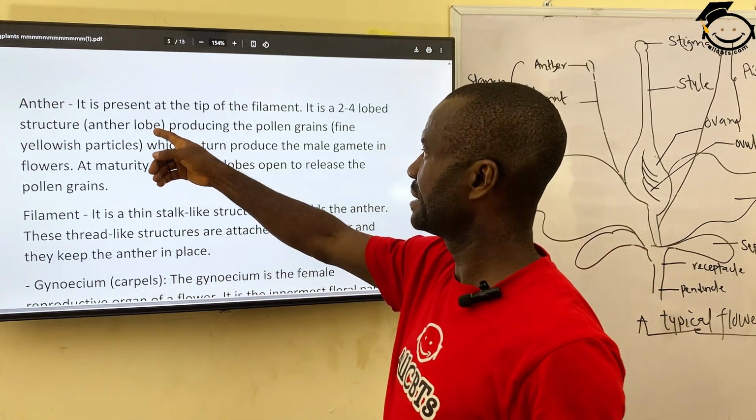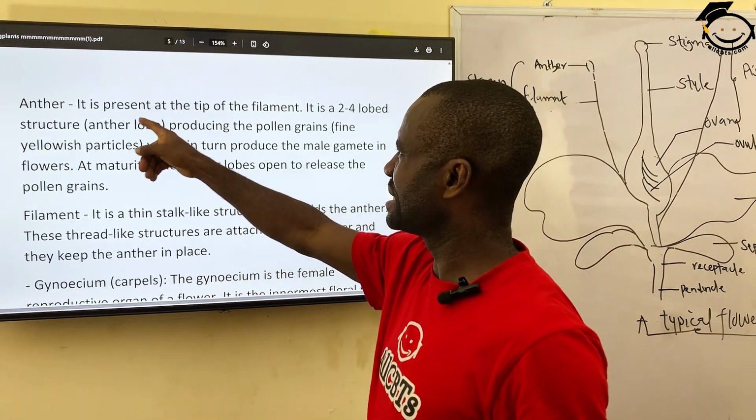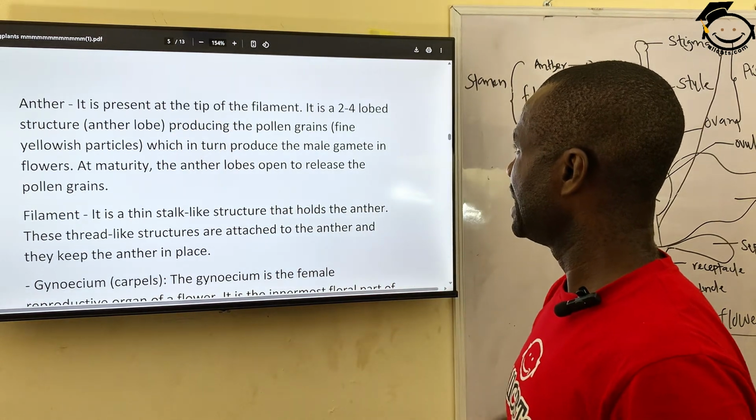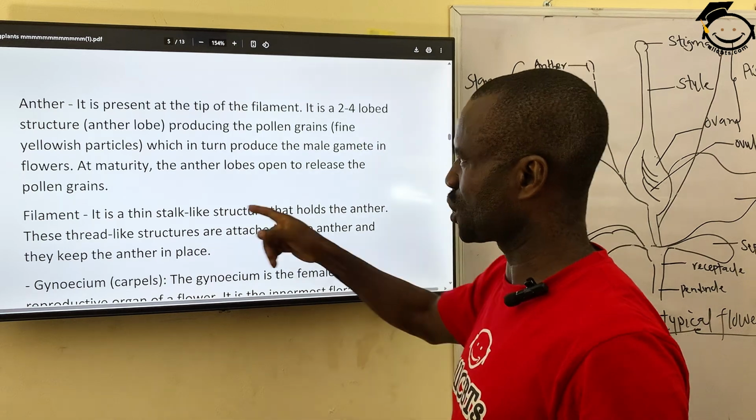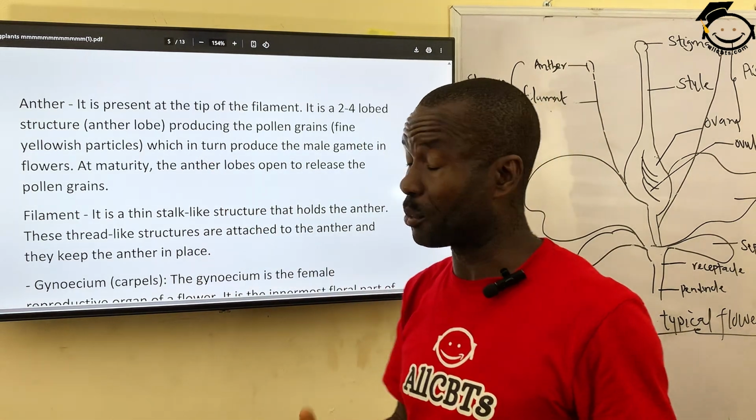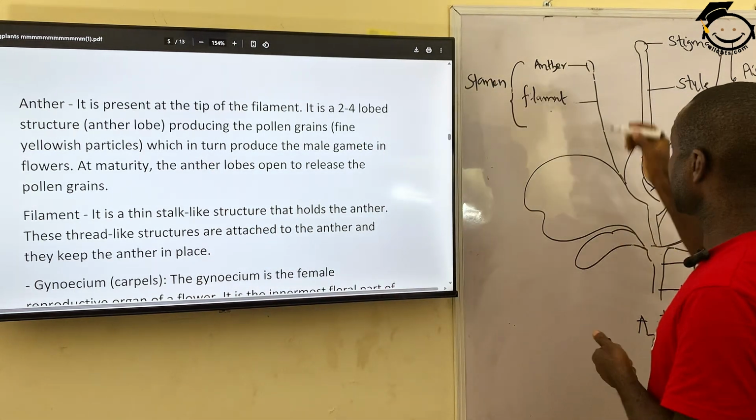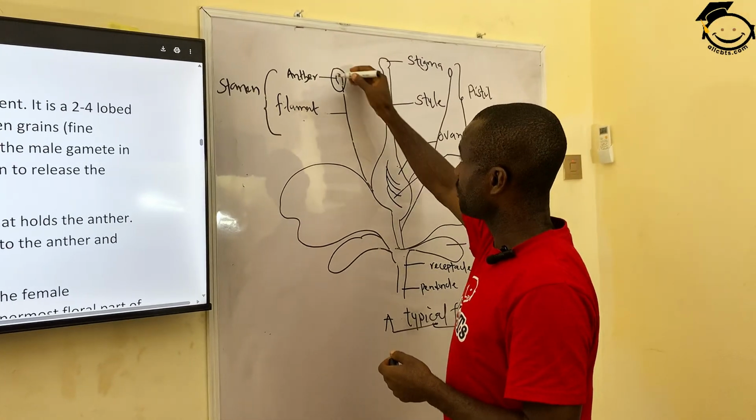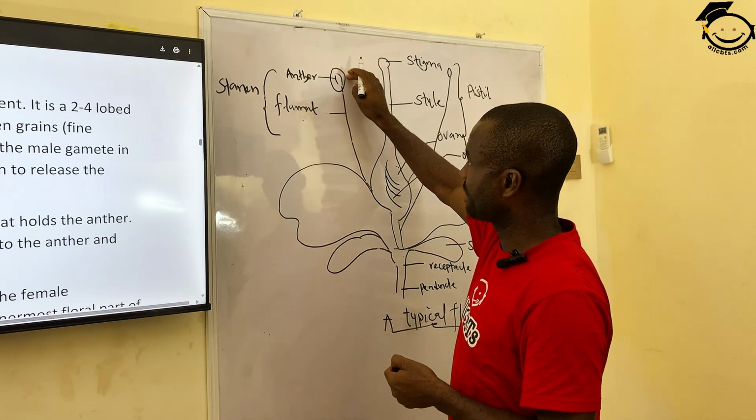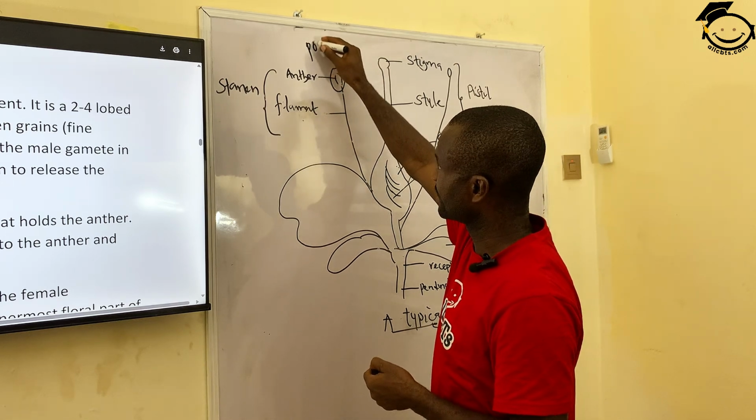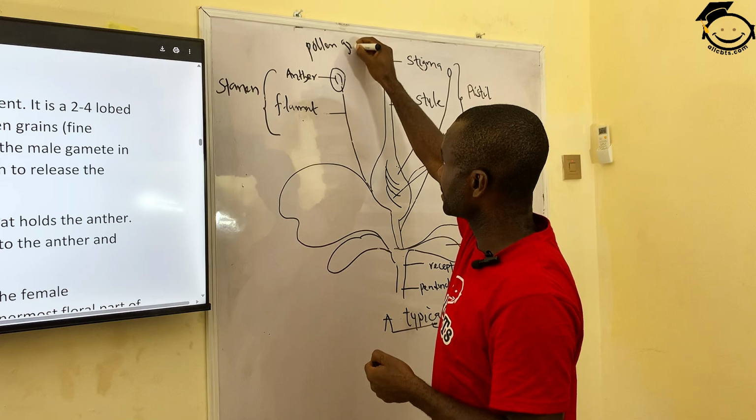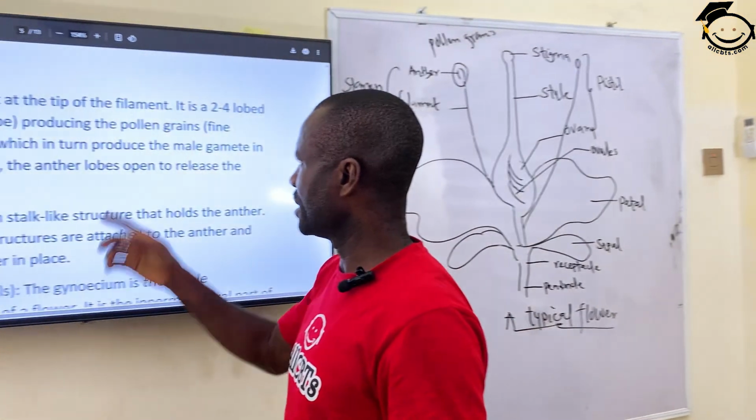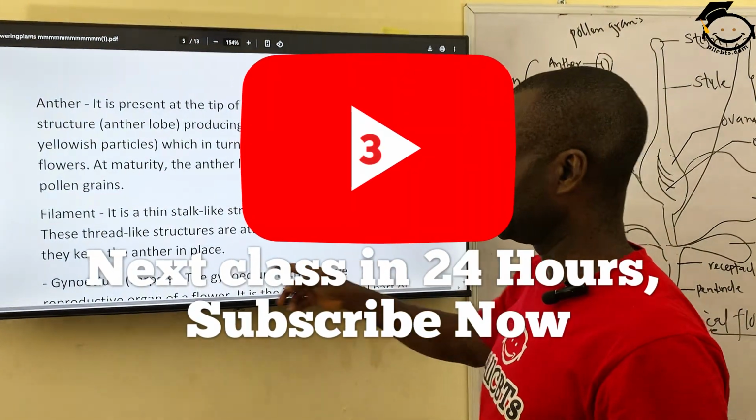The anther is present at the tip of the filament. It is a 2 to 3 lobed structure, which consists of the pollen grains. You can see this is the anther. It's made up of a lobe suspended by the filament. If you break the anther into fragments, what you find there is the pollen grains. Which in turn produces the male gamete in the flower.